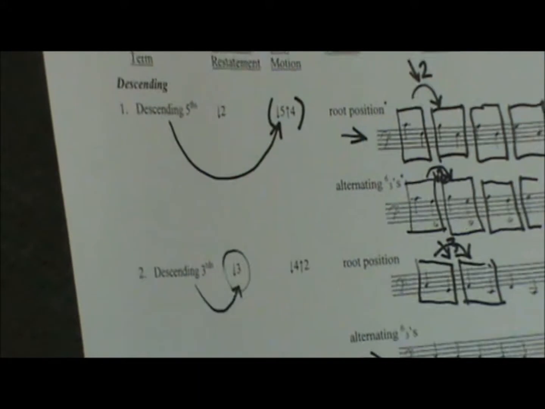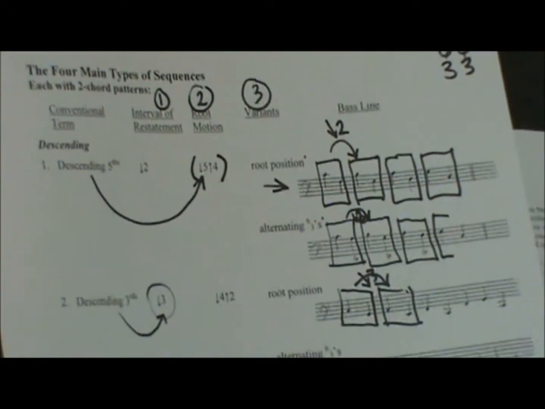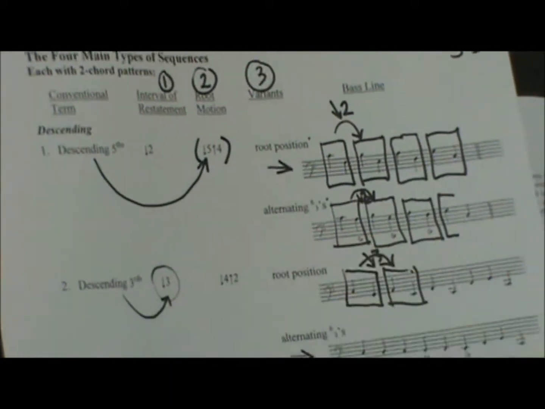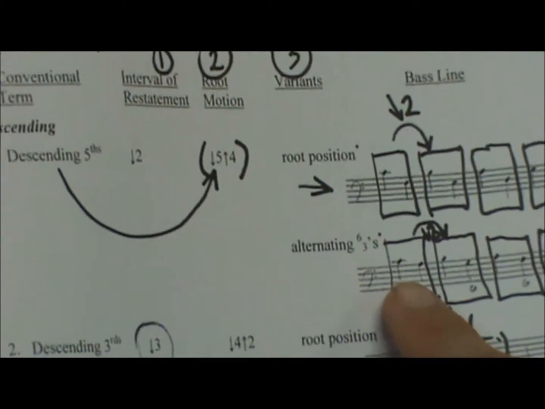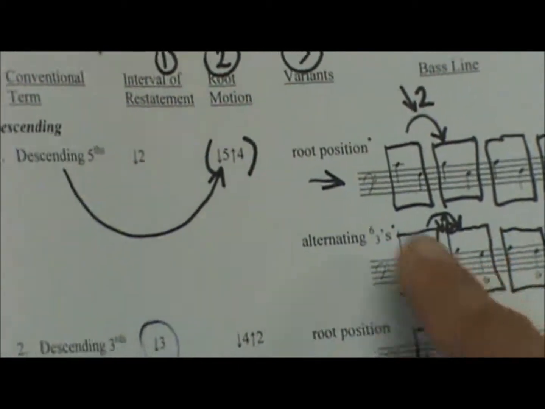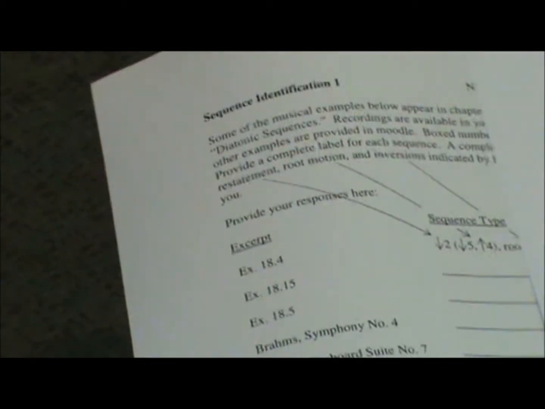It's not stepwise all the time. It's not all leaps. It's a mix. So I need to think, is it Pachelbel? No, it's the other one that does a mixture of leaps and steps in the bass. It's this one, descending fifth 6-3. So you can work from the bass line if you've memorized it. Memorize the label for each one and go direct to the kind of sequence you're dealing with.